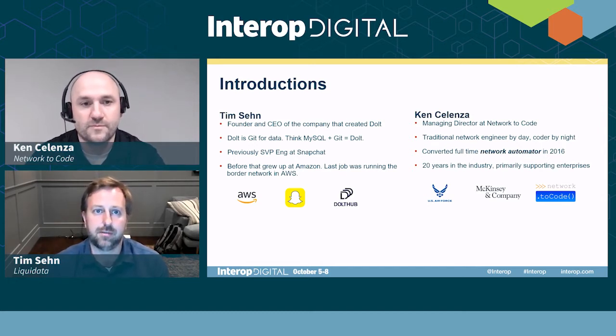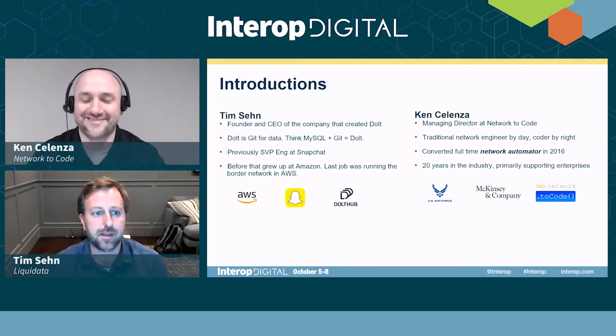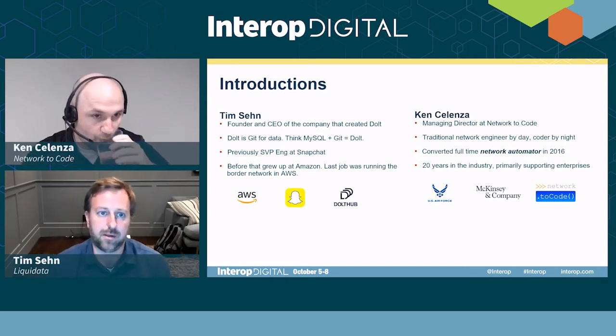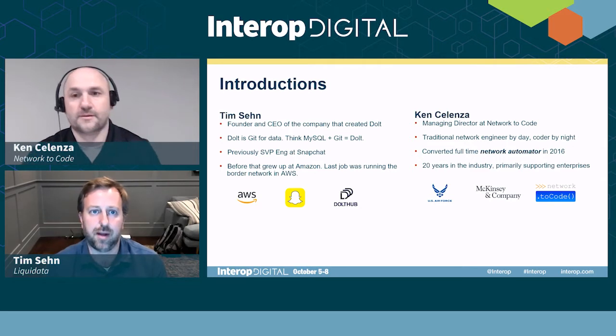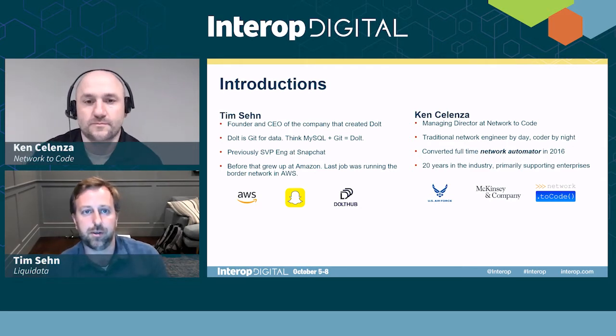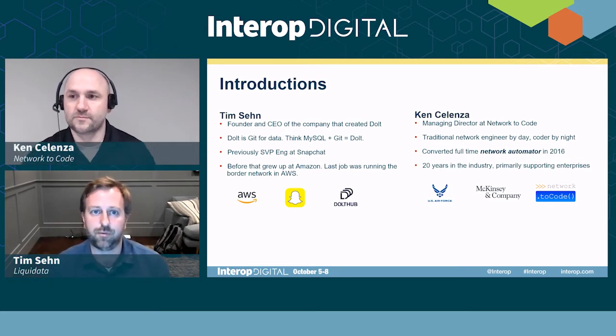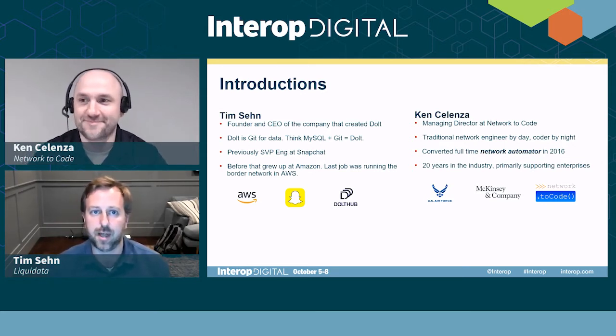For that, I was the vice president of engineering at this company called Snapchat. Some people may have heard of it. And before that, I kind of grew up at Amazon. My last job was running the border network in AWS. And so a lot of the network configuration problems that we go through in this talk are definitely not foreign to me. So I'll turn back over to Ken.